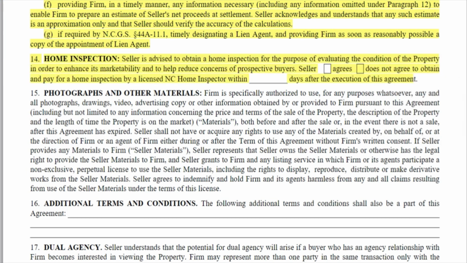The home inspection. Seller is advised to obtain a home inspection for the purpose of evaluating the condition of the property or in order to enhance its marketability and to help reduce concerns of prospective buyers. So what number 14 is saying is we're asking if you're going to get a home inspection prior to us listing the home or you are not. And if you are, we just need to know when you got it done so we can put these days in here after the execution of the agreement. So we just need to know when you did it.